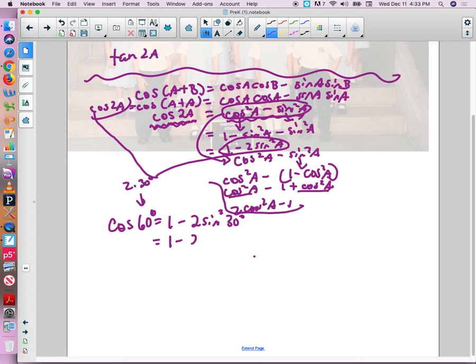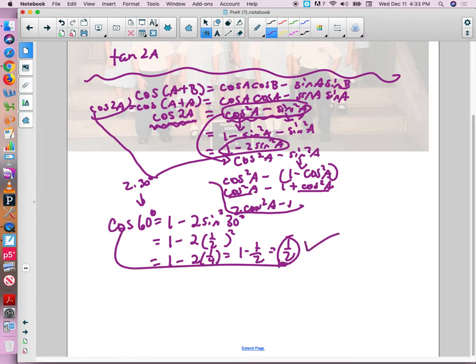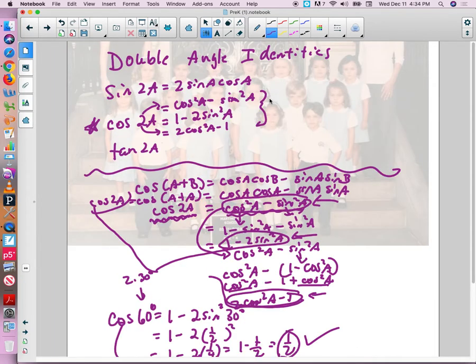That gives me 1 minus 2 times the sine of 30 degrees, which is 1/2, squared. 1 minus 2 times 1/4. 1 minus 1/2 is 1/2. But it wouldn't have mattered if I'd used this one, or this one, or this one. But you need to know all three. So it's a unique identity in that we go ahead and write all three different possibilities.